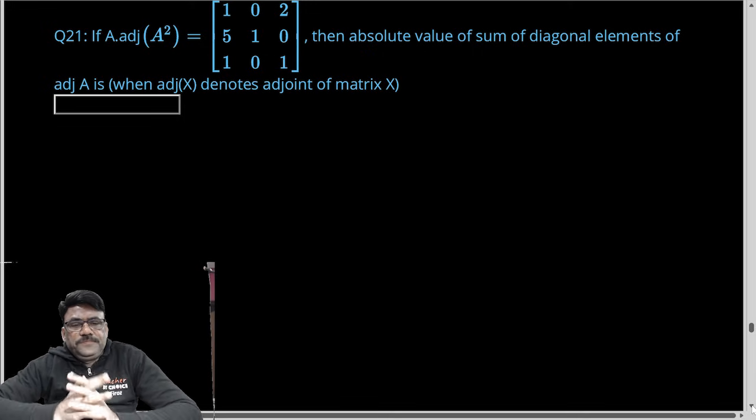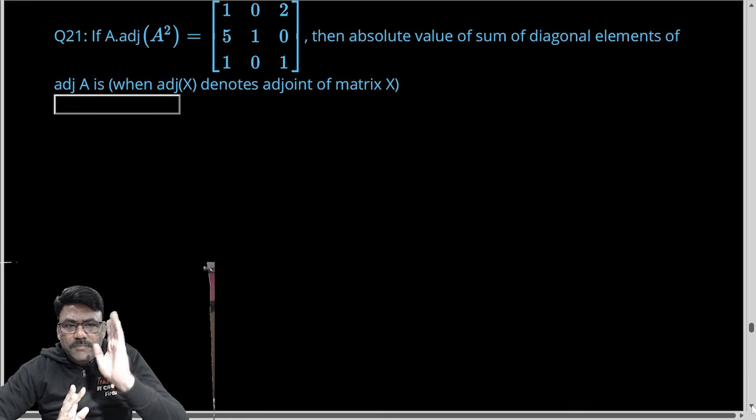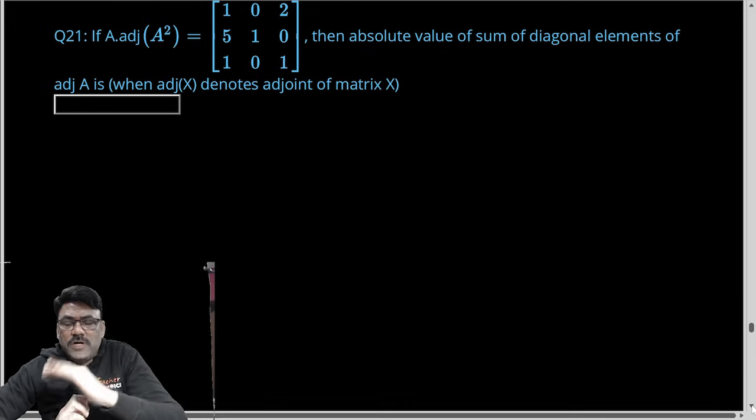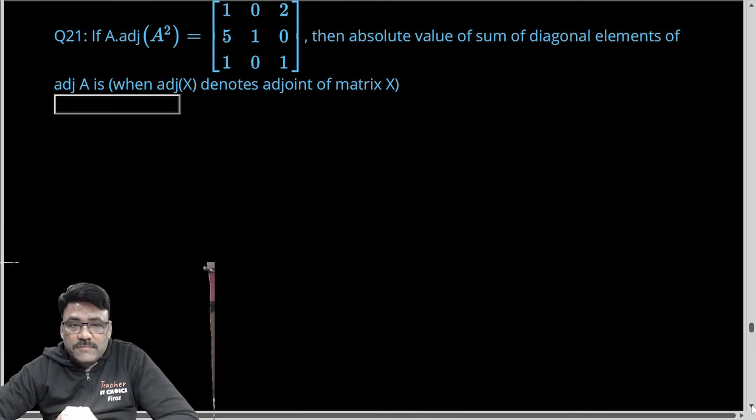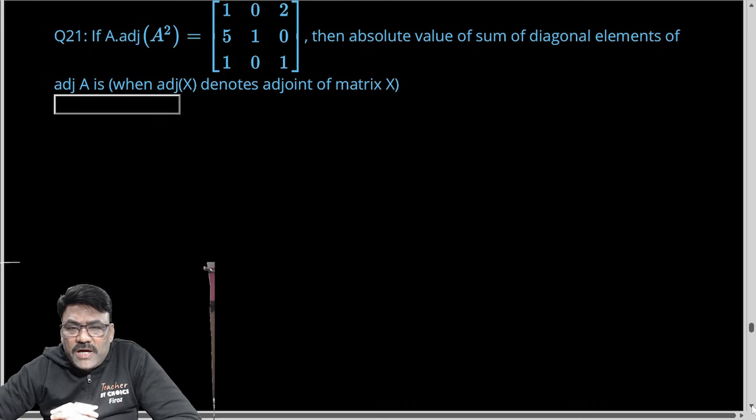See this question. A multiplied with adjoint A whole square is given equal to the matrix [1, 0, 2; 5, 1, 0; 1, 0, 1]. So a matrix A multiplied with adjoint A square is equal to the given matrix. Then what will be the absolute value of the sum of diagonal elements of adjoint A? Basically you have to find the mod value of the trace of adjoint A.